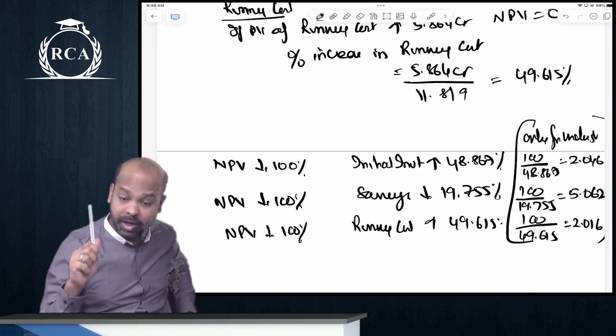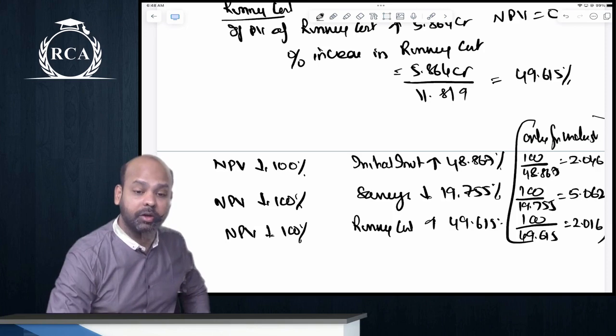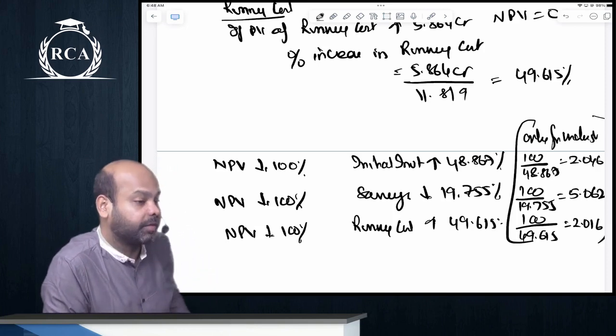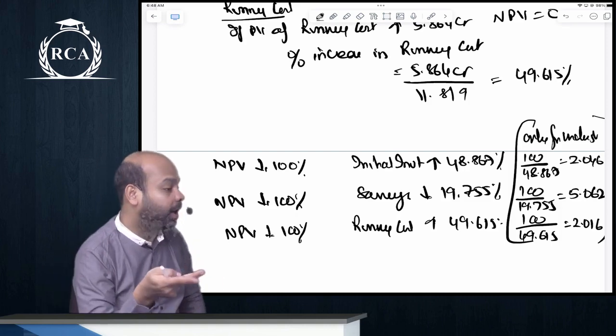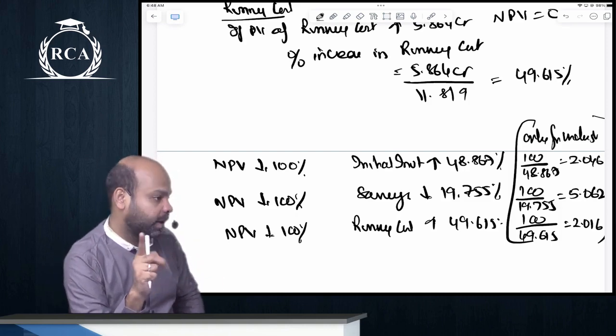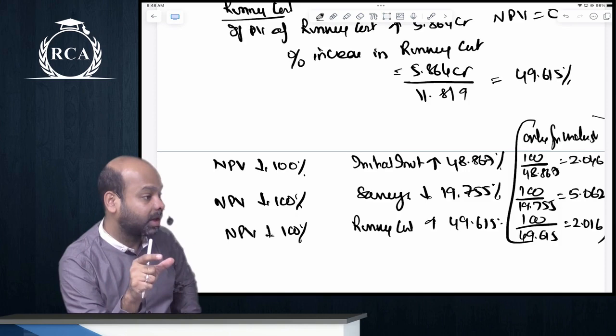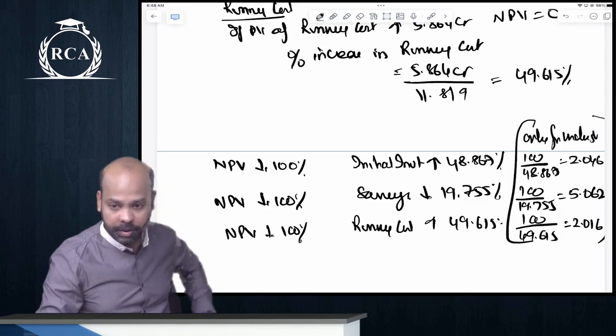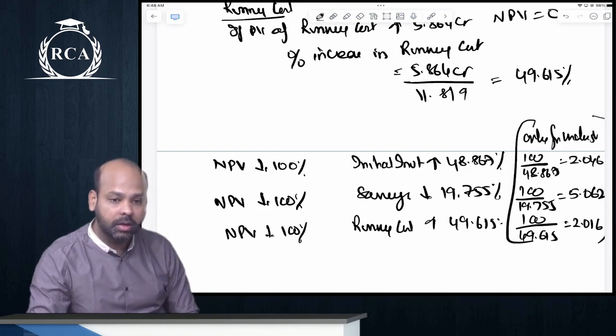Savings beta, for every 1% change, it will cause an impact of how much on NPV? 5.062, which is the most sensitive factor. So whenever you do the other way around, beta, that is where NPV reduces by 100%. See which variable is decreasing by the least percentage. That will have the highest impact on your NPV. Is that clear? You have to remember this, beta.